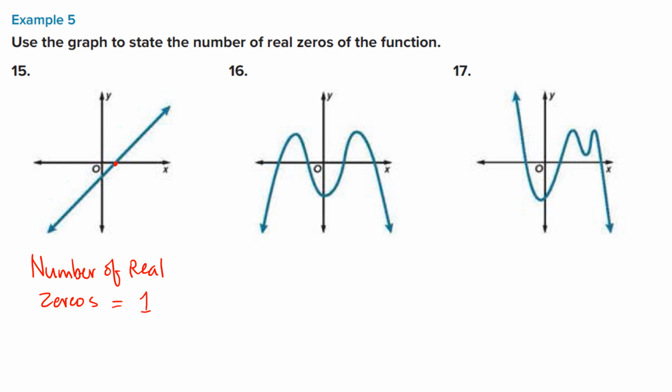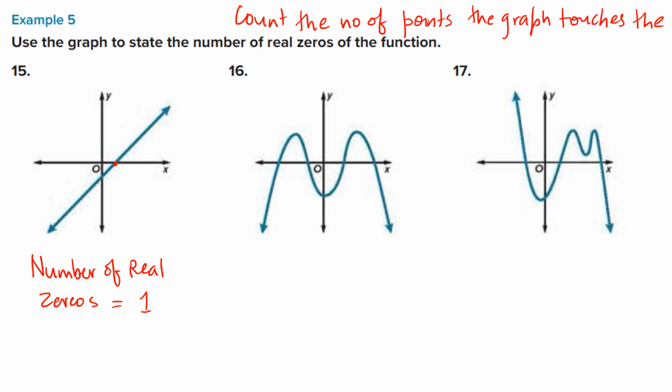So the hint is you have to count the number of times the graph touches or crosses the x-axis, the horizontal axis. Okay, this one. So how many times here? Count 1, 2, 3, 4. 4 times. So therefore, the number of real zeros for this question is 4. Similarly, let's look at question 17. 1, 2, 3. So there are going to be 3 real zeros of the function for question 17.